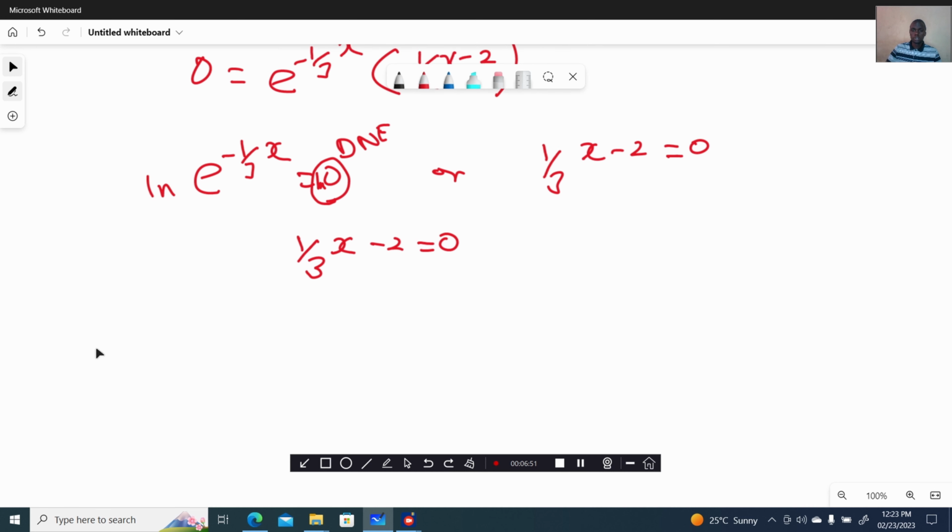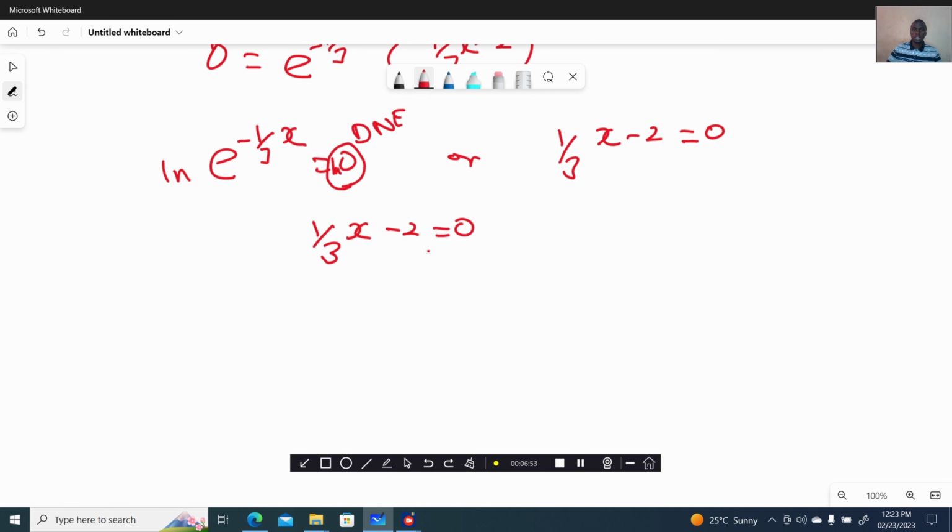So what you have to do, you will take 2 to the other side, and then you have 1 over 3x equal to 2. Then you multiply everything by 3, which is giving you the value of x as 6. Already we have the value of x. Now it's time to look for the value of y.